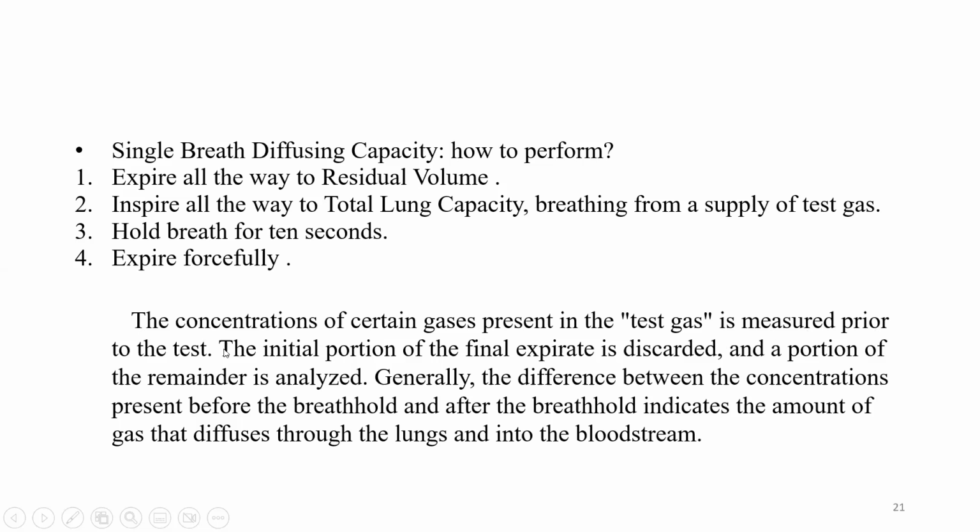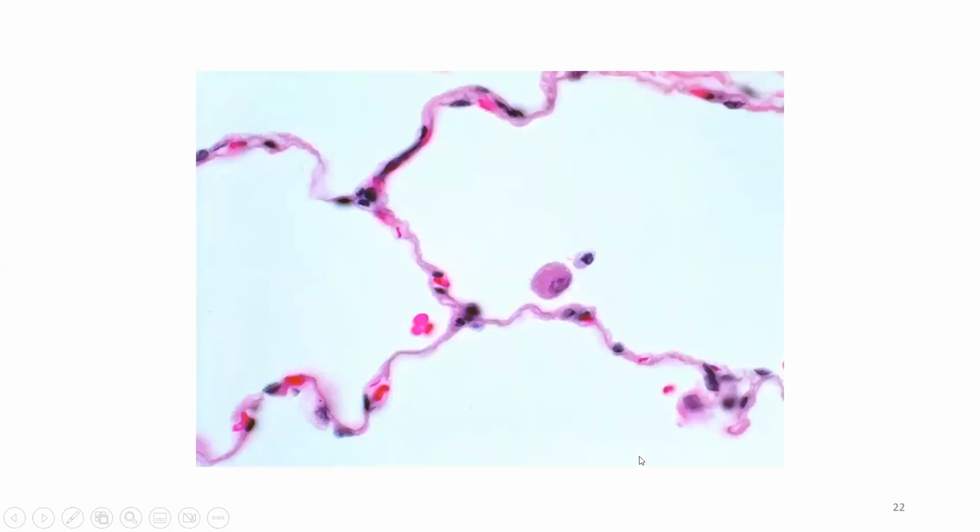The concentration of certain gas, which is carbon monoxide here, present in the test gas is measured prior to the test. The initial portion of the final expirate is discarded, and a portion of the remainder is analyzed. Generally, the difference between the concentrations before and after indicates the amount of gas that diffuses through the lungs into the bloodstream. This is how the diffusion capacity for carbon monoxide is done. This is the normal alveolo-capillary membrane. It's very nice.